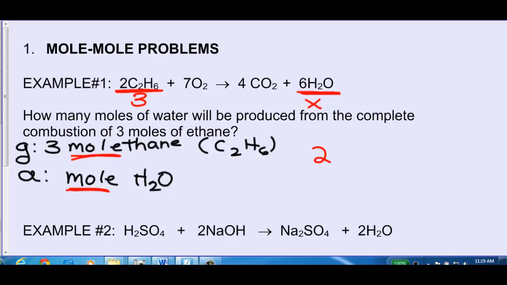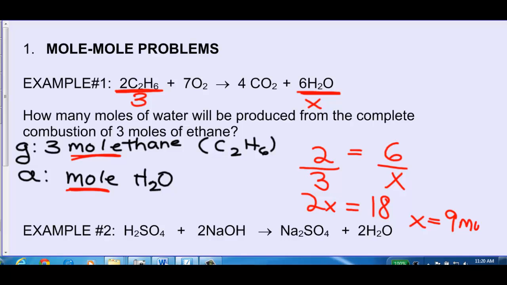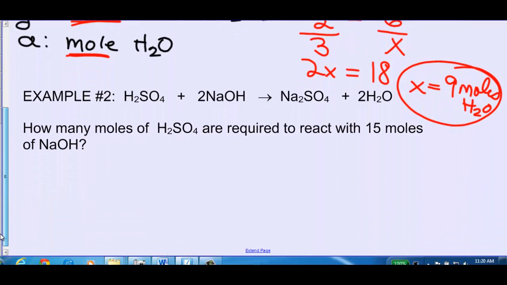For the equation says for every 2 moles of ethane, you will generate 6 moles of water. But the problem says, hey, I want to react 3 moles of ethane. So how much water will I generate? And you simply cross multiply 2x equals 18 and solve for x. X equals 9. And that's 9 moles of water. Okay? Really simple problems. All right, we'll do another example.